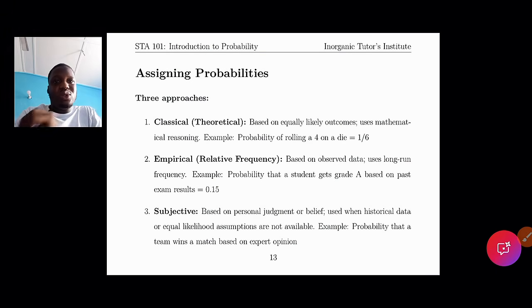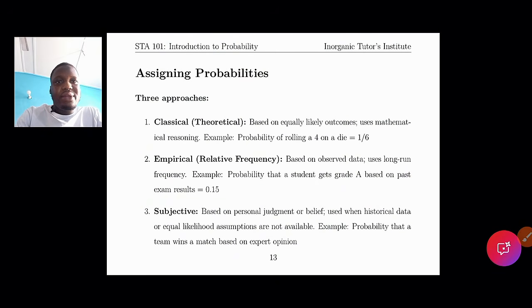So classical probability, as we saw, occurs when we assume that all the outcomes are equally likely, like the roll of a die, toss of a coin, selecting a marble. All these are based on the idea that each of them has equal chance of happening. The chance of getting head is the same as chance of getting tail. Chance of selecting a red ball first is the same as the chance of selecting a green ball first. That's what we call classical probability.